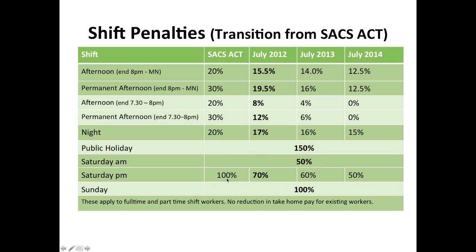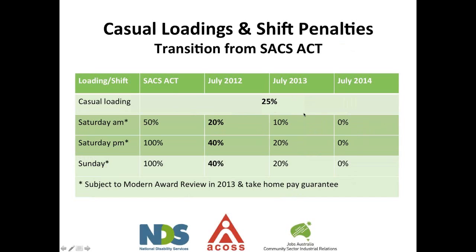However, in the ACT, a Saturday afternoon used to get a 100% loading. It will only get the 50% application, so we phased that down from July last year to 70%, and from July this year that will see that go to a 60% loading. And then, as we keep saying, come July next year, it's the modern award application of 50%. Again, casual loading has always been 25% in the ACT, and that's maintained.